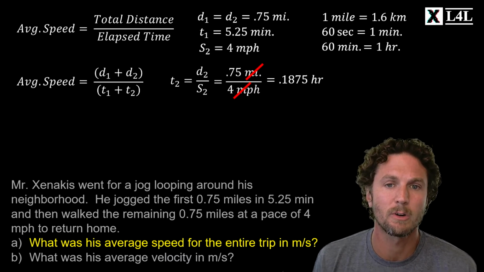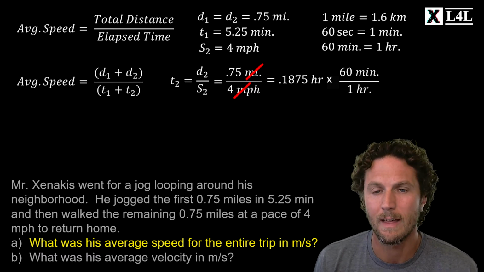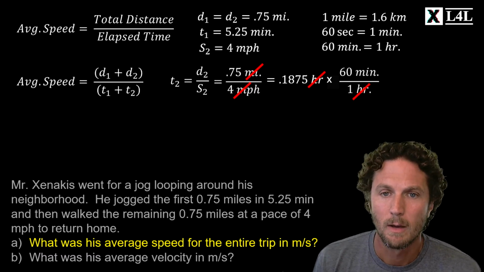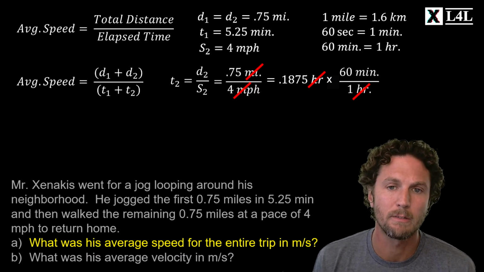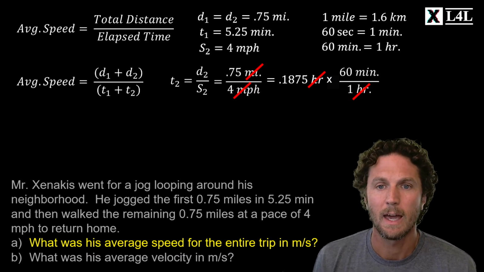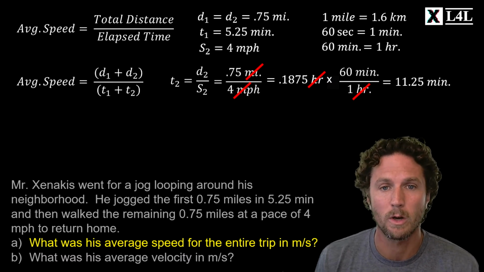So let's just go ahead and convert here to minutes, 60 minutes in an hour. Again, notice that the hours are on the bottom, because I want to cancel out the hour and be left with minutes, so be mindful of that when you're doing unit conversion. And I find that 11.25 minutes was my time for the walking portion.